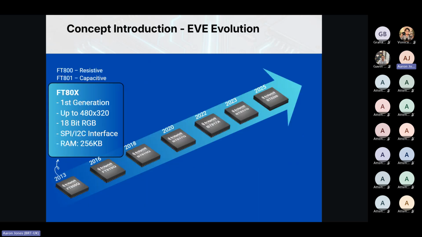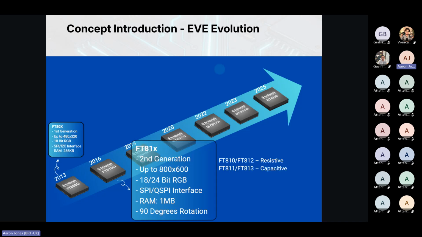So now we're going to cover the evolution of Eve. The first generation FT80X, introduced in 2013, was a new way to add graphical HMIs to products. Since then, each generation has expanded capabilities from higher resolutions and color depth to video playback, automotive qualification, and now the BT820 with video input. This timeline shows how Eve has steadily evolved into a powerful platform for graphics, audio, and touch integration across industries.